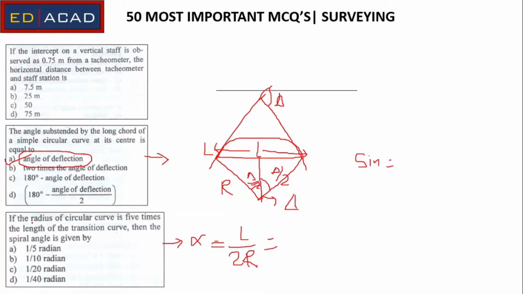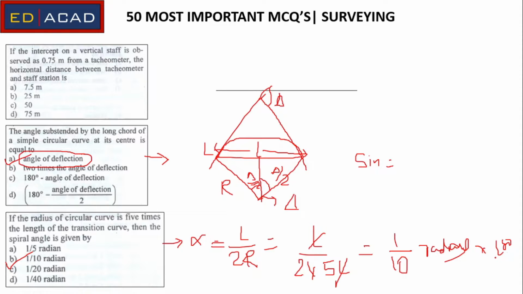So L, and they have given that the radius of the circular curve is 5 times the length of the transition curve. So R is 5 times L. So this will get cancelled out, and 1 by 10 radians will be our answer. If they had asked in degrees, we would need to multiply this value by 180 by pi. I think this should be clear. Let's look at our next problem.